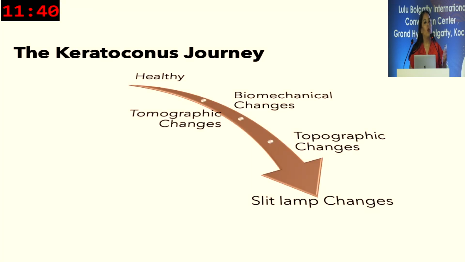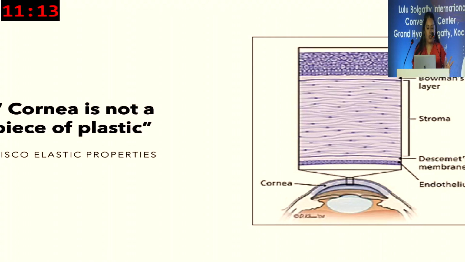Now, why do we need to go into biomechanics and epithelial mapping is simply because the keratoconus journey moves that way. We were earlier diagnosing keratoconus on the slit lamp, then we moved to diagnosing it earlier on the tomography. But the earliest change that comes in is the biomechanical change, and hence it is a good place to enter in the diagnosis of keratoconus, to catch it early, to document progression, as well as to exclude these cases from refractive surgery.